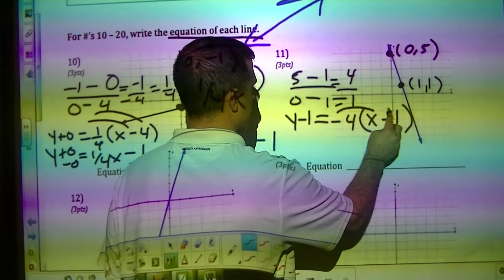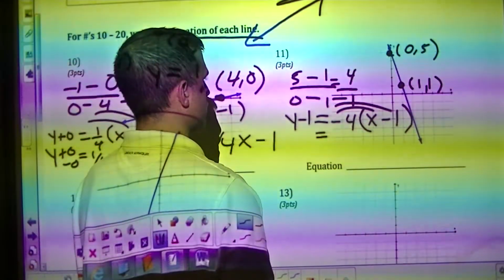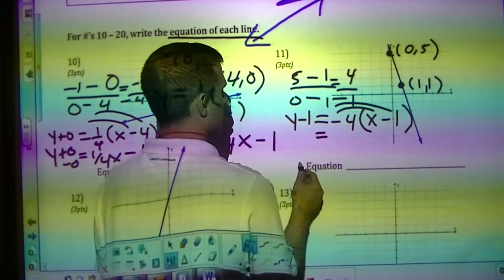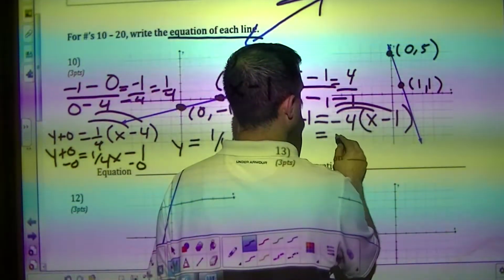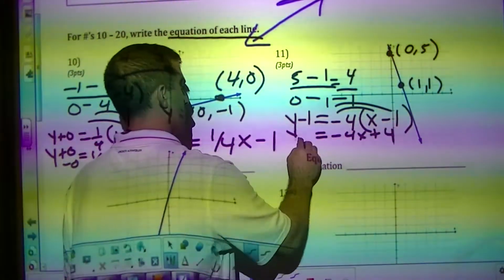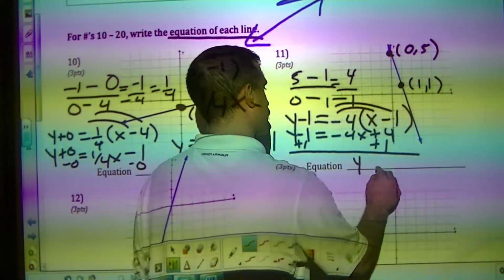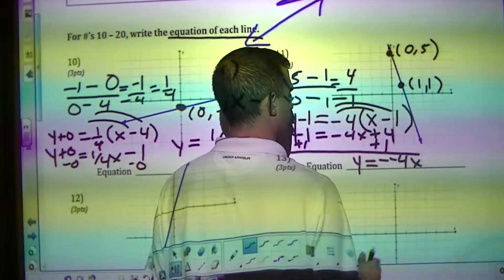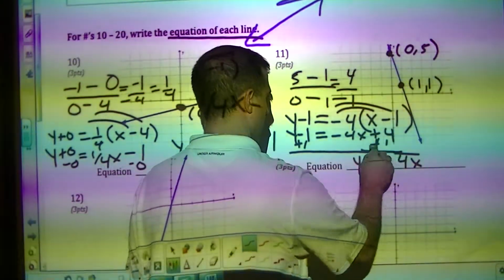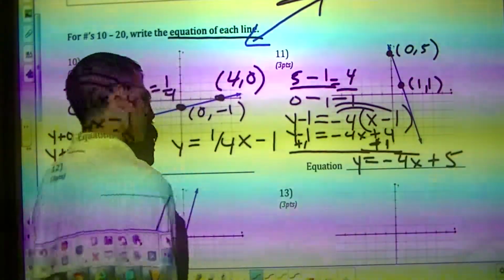Okay, if I distribute that, that is going to be -4x plus 4. And then I would add 1 to the other side. So my equation is y equals -4x. Oops, too many negatives. Y equals -4x plus 5, because you do 4 plus 1.